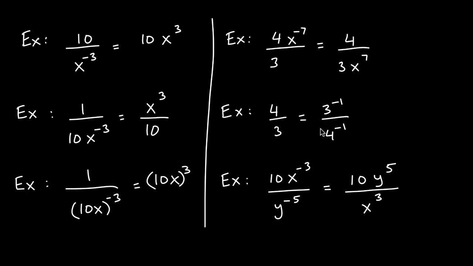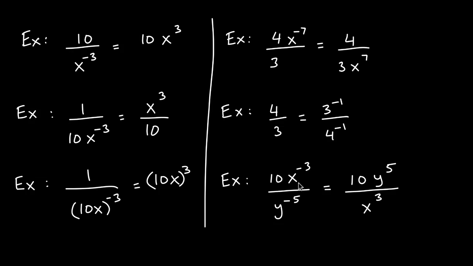Yet another way of asking the question is, write your answer with only negative exponents. So if you notice here, all the exponents are positive. The 1 rarely gets written. But if the question forces us to give our answer in negative exponents only, you would need to turn it into this. Let's do another one.